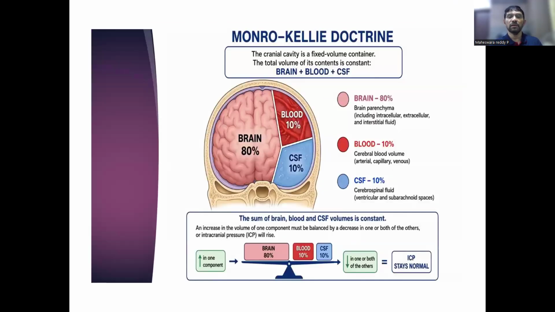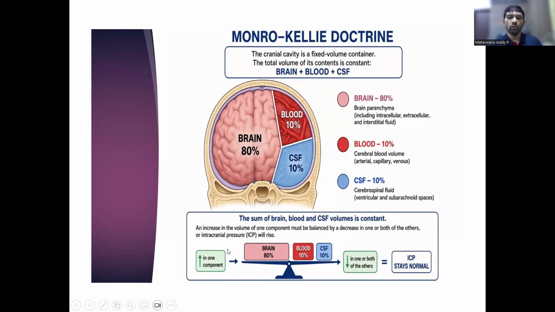So in this diagram, we have seen the three components of the skull. One is brain, blood, and CSF. These are not separated like this in normal patients, but here, for the sake of simplicity, I have separated them into three separate components.